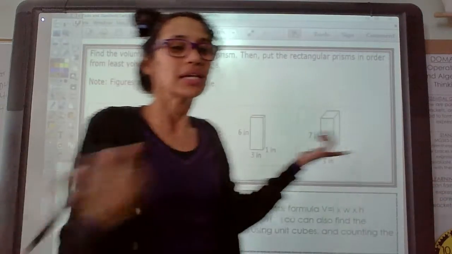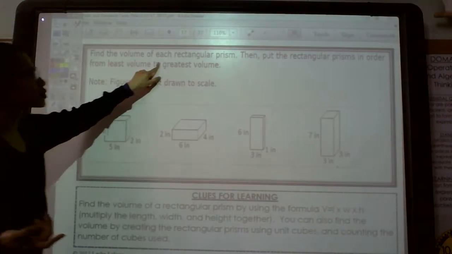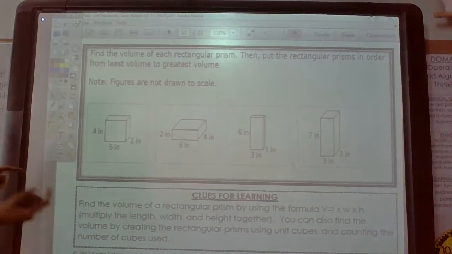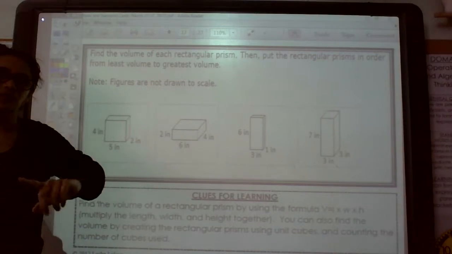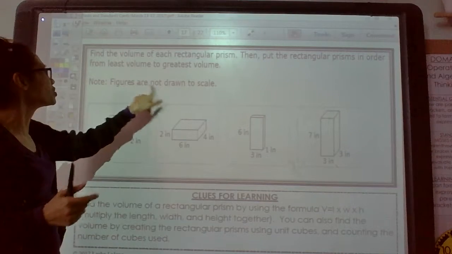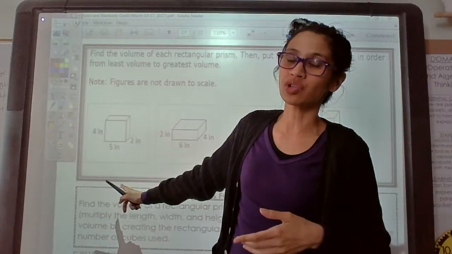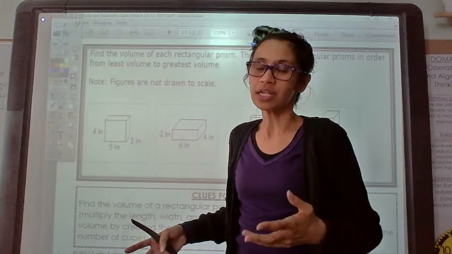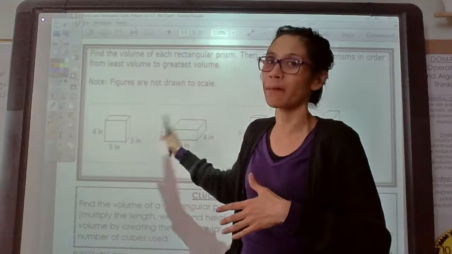Let's begin. Read the problem with me. It says, find the volume of each rectangular prism, then put the rectangular prisms in order from least volume to greatest volume. Note, figures are not drawn to scale. And what that means is whenever you see this, figures are not drawn to scale, that means whatever measurement they showed you, it's not exact. It's not quite even. So don't be like, oh, but it doesn't measure right, Miss Alana. No, just go by the numbers that you see.